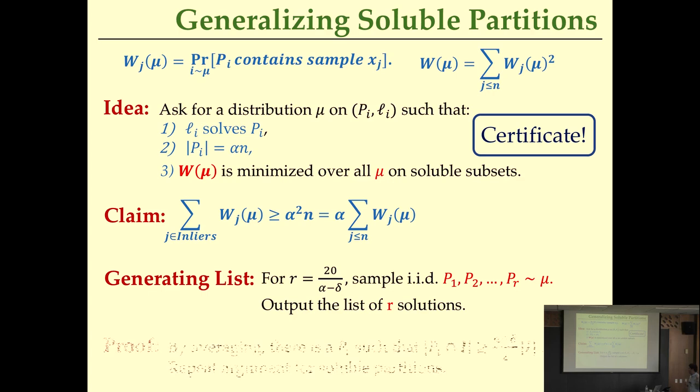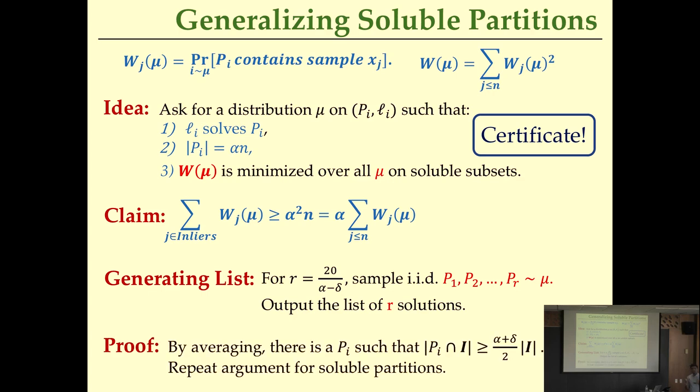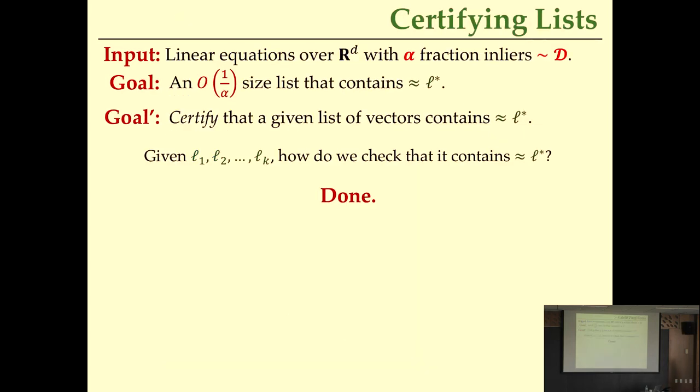And the argument is very simple. There's only one key step, which is also easy: you can do some averaging to show that if I take that many samples, then there must be one P_i which intersects the inliers in something bigger than a delta fraction of it, which is all I need to violate anti-concentration. So it's the same argument, except now we did it with this more general notion of the certificate. I'm going for plausibility here, not trying to convince you with 100% probability anymore. Good. So we are done.